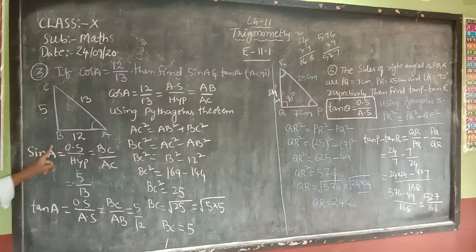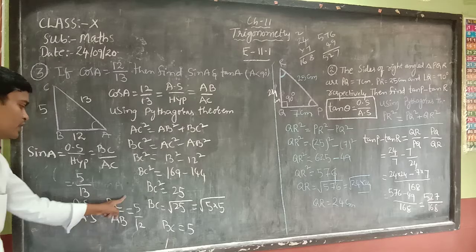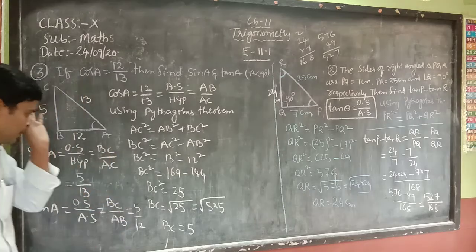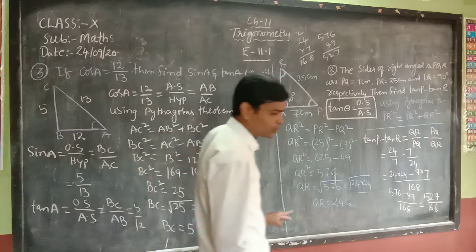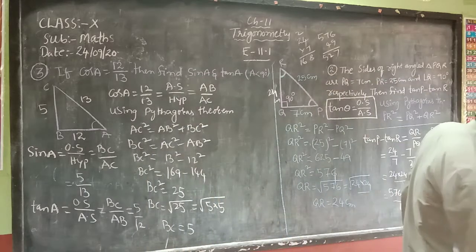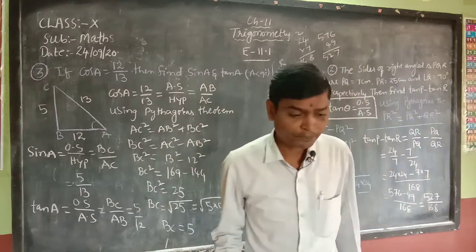Then the sin A definition is opposite side by hypotenuse. So BC by AC, we got 5 by 13. Tan A is what? Opposite side by adjacent side. That is equal to BC by AB. That is equal to 5 by 12. So write down these problems and the remaining problems also you try.